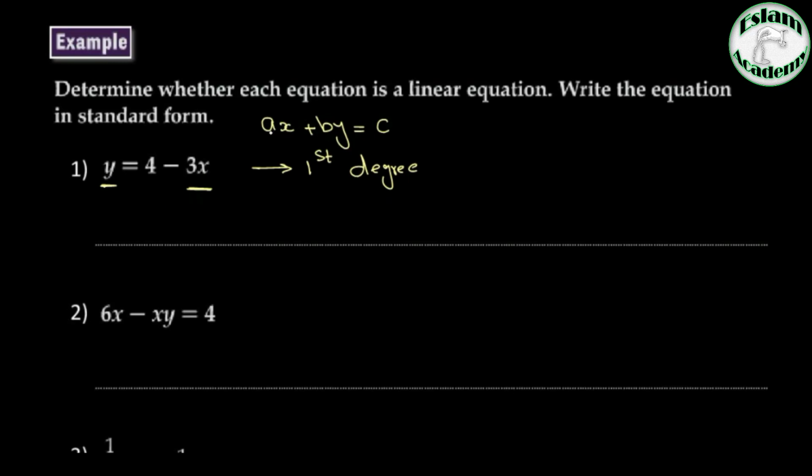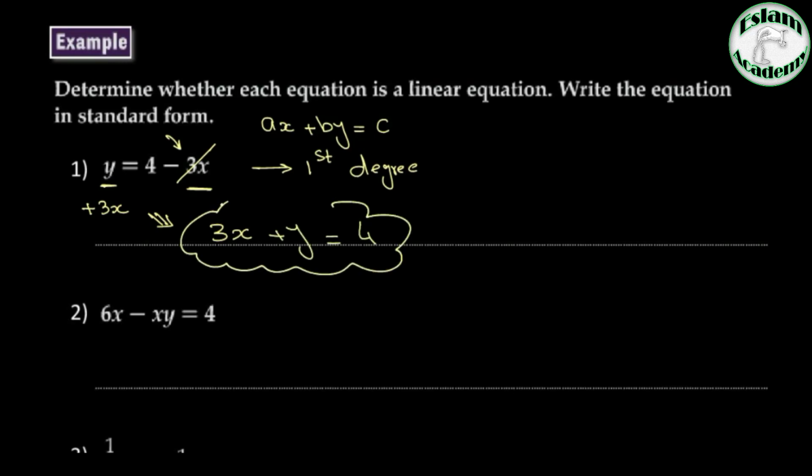Now we need to write it in the form ax plus by equals c. If you look at x, you will find that x is negative. So we need to make it positive by shifting it to the left hand side, by adding 3x. Then the equation now will be 3x plus y equals 4. And that is the equation in standard form.